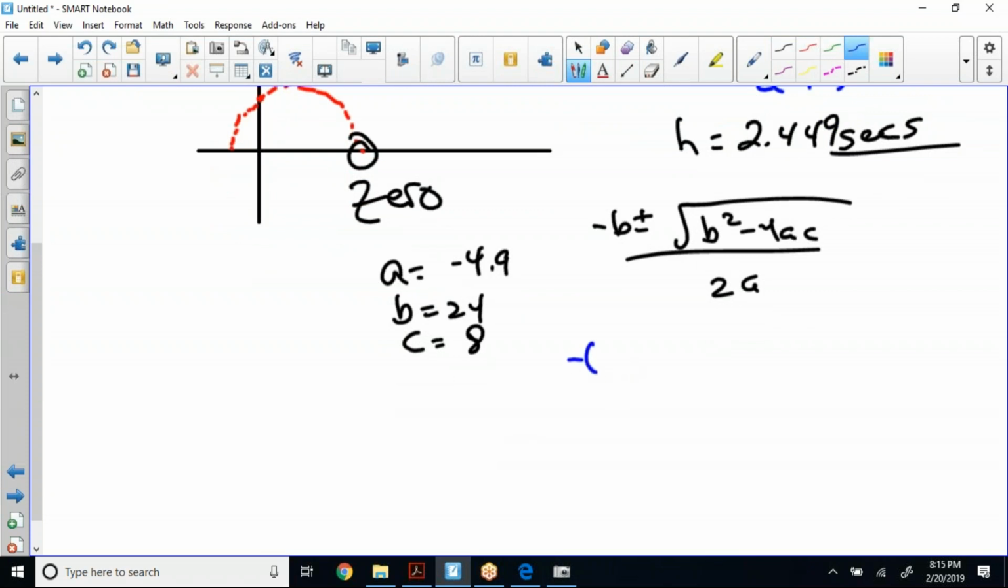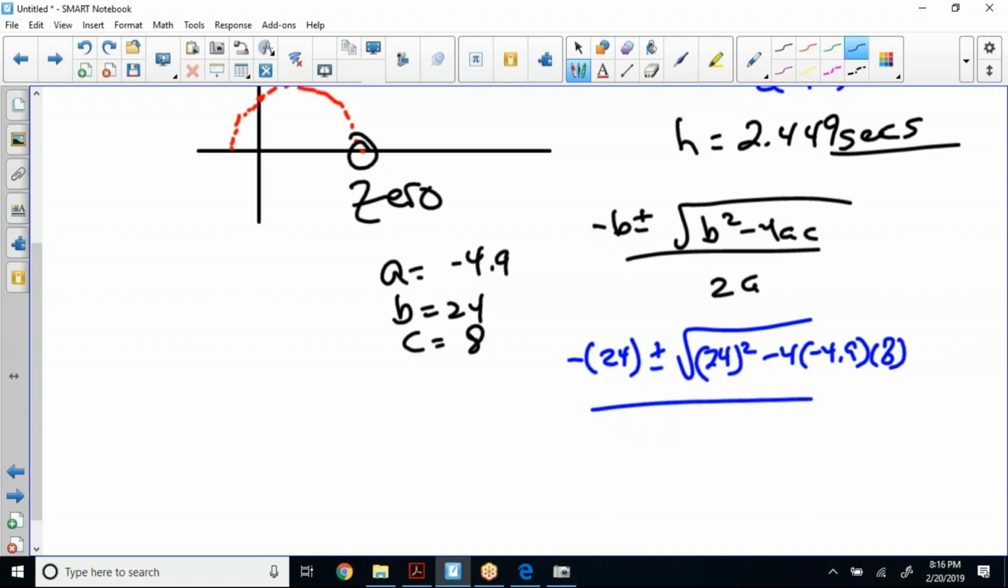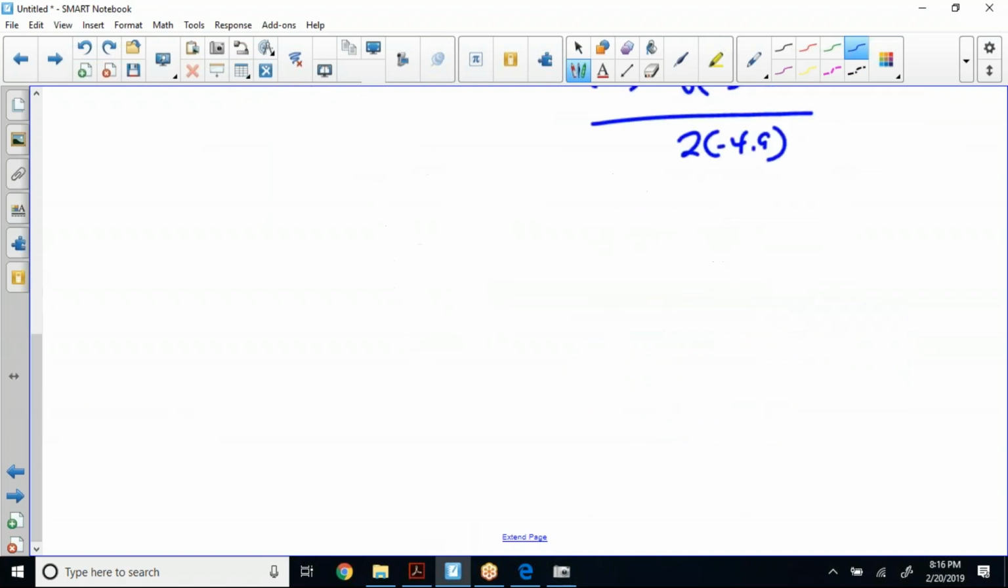So that is negative 24 plus or minus 24 squared, which is, that's exactly right, minus 4 times negative 4.9 times 8, all over 2 times negative 4.9. All right. Whew.